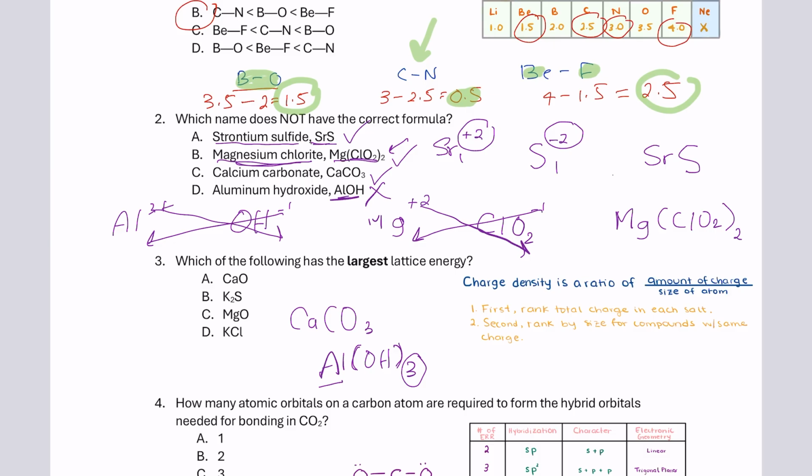Since we're looking for which name does not have the correct formula, D is going to be the correct answer for problem 2.